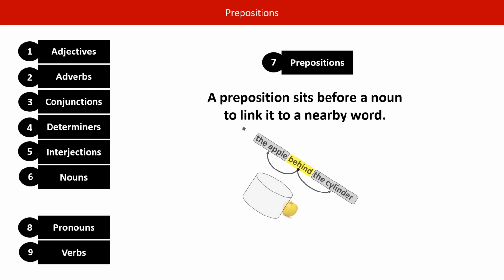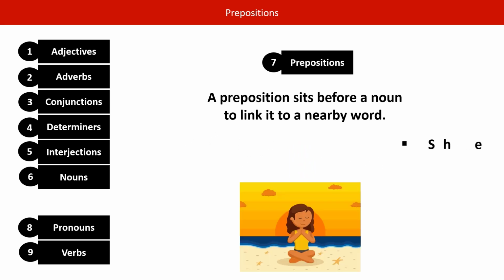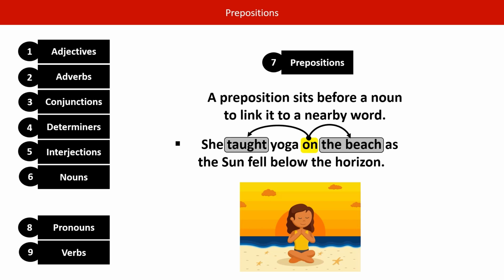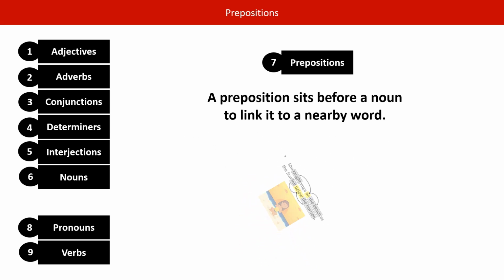Okay, let's do a longer example. She taught yoga on the beach as the sun fell below the horizon. On is a preposition. This one sits before the noun phrase the beach, and it's linking to taught. Below is also a preposition. This one sits before the noun phrase the horizon, and it links to fell. Okay, let's get rid of that.